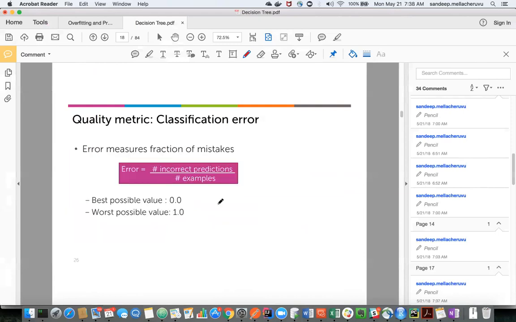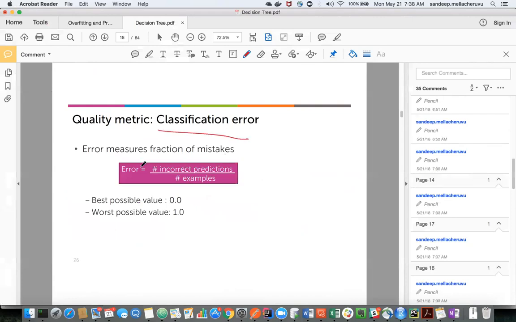There is another metric that is defined here. This is called classification error. What is this classification error? The number or fraction of mistakes that you have in your tree. So fraction of mistakes means the total number of incorrect predictions divided by the number of examples. For example, out of 10 training examples, if you have 3 of them incorrectly predicted, then your classification error is nothing but 3 by 10, or you can call it 0.3.